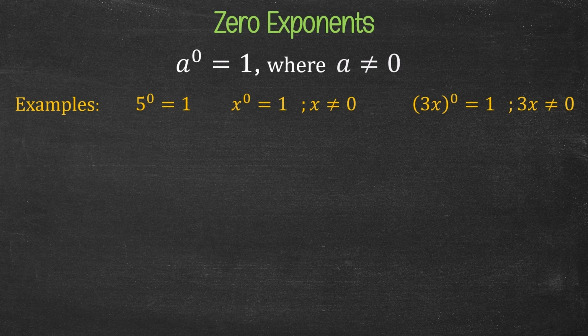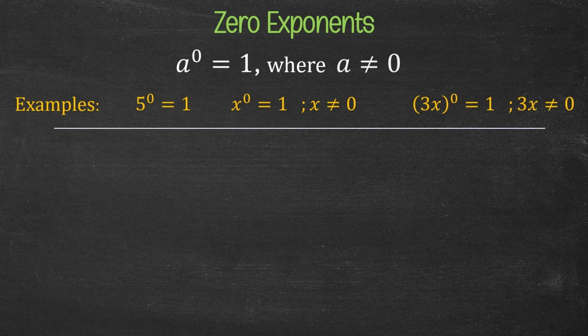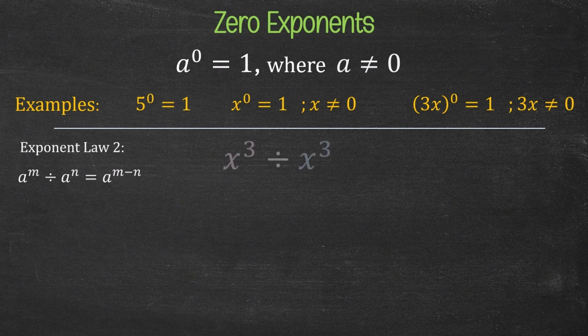The reason is that we are working with exponent rules that often come from division, and division by 0 is undefined. Now let's look why this rule makes sense. We already know the division law for exponents, that when we divide and the bases are the same, then we subtract the exponents. Now let's have a look at this example, x cubed divided by x cubed. Now using the division law, we can subtract the exponents. So we can write x to the power of 3 minus 3, and that equals x to the power of 0.